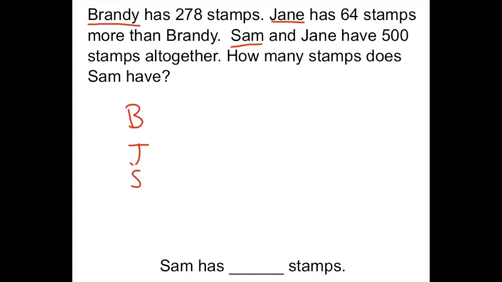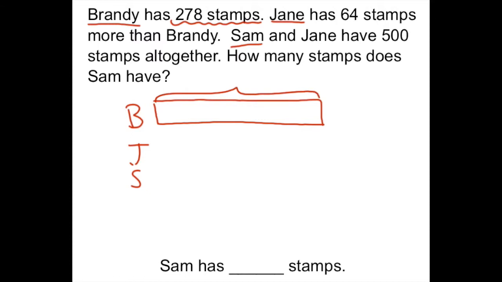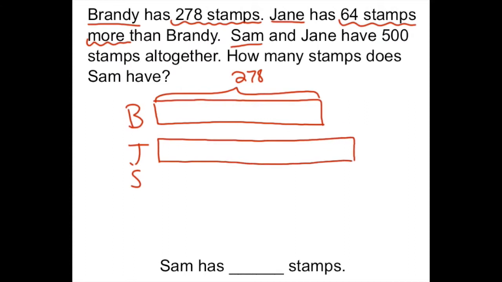I'm told that Brandy has 278 stamps. So I can go ahead and draw a bar for Brandy and label my total for that bar 278. I'm also told that Jane has 64 stamps more than Brandy. So if Jane has more than Brandy, Jane's bar is going to be longer. How much longer? We're told 64 stamps longer. So I will label my 64.